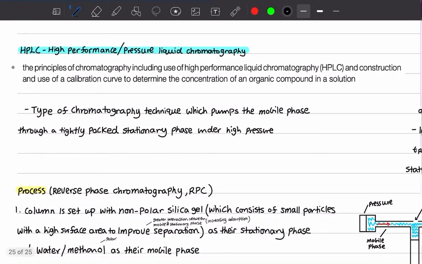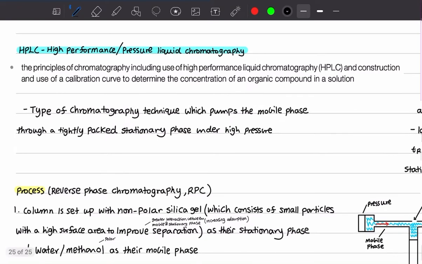So basically, HPLC is a type of chromatography technique which pumps the mobile phase through a tightly packed stationary phase under high pressure to determine the concentrations of and the identity of compounds in a mixture. We'll define the terms mobile phase and stationary phase later, so don't worry. But let's look at some of the principles of chromatography.